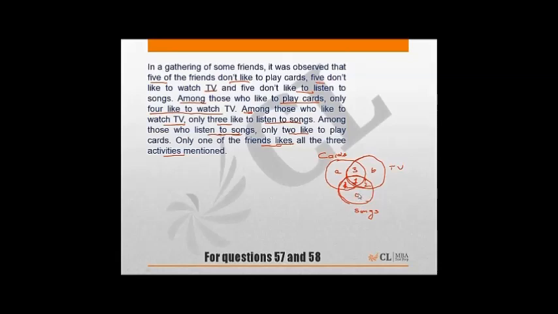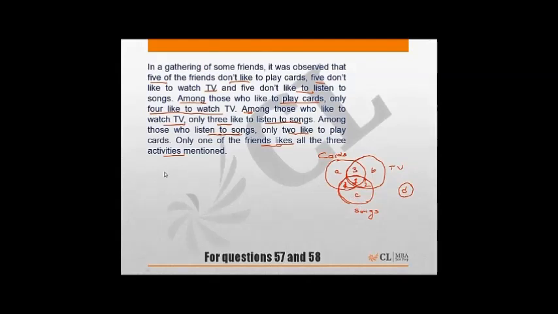We also do not know if all the friends indulge in one of these three activities or not. It just says in a gathering of some friends this was observed. So, we cannot assume all the friends are indulging in one of these activities. There could be a few friends who are not playing cards or watching TV or do not enjoy songs. So, let me say that is D. D is the number of friends who do not play cards or watch TV or listen to songs. Okay.